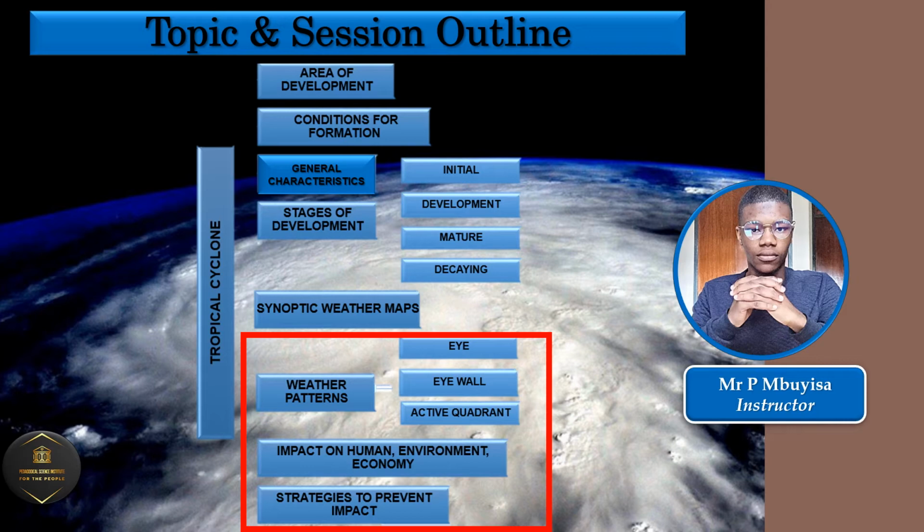We are then going to look at the second fragment of the lesson, which will be on the impact on humans, the environment, and the economy. And of course, since we are studying these severe systems, tropical cyclones, we will be looking at strategies that we can put in place to mitigate, prevent or reduce the impact of these systems. So without wasting more time, let's look at our associated weather patterns.